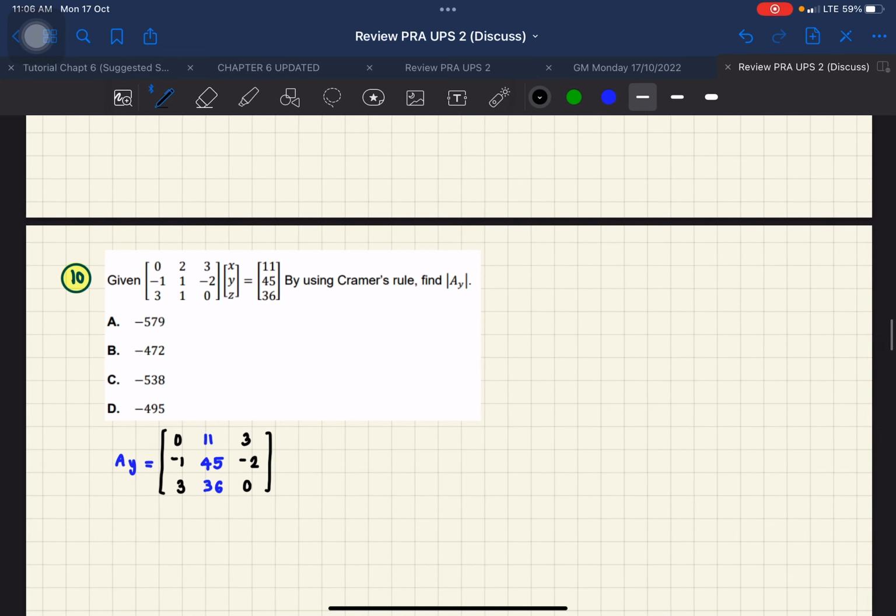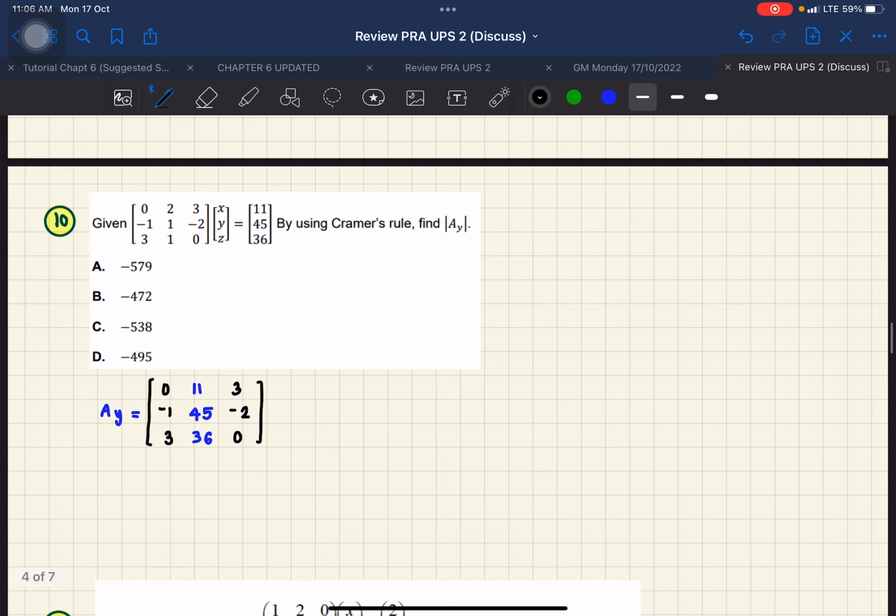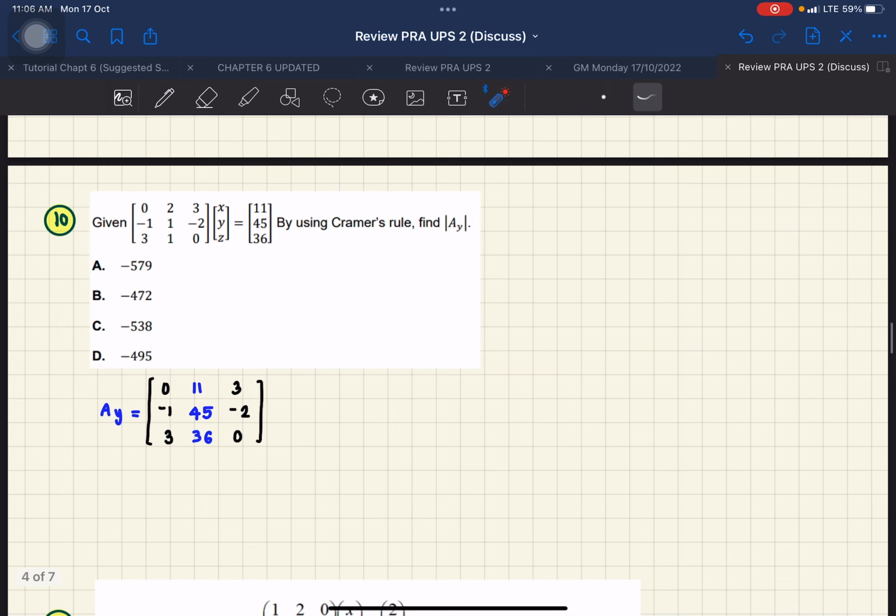Okay, let's move on to number 10. So number 10, dia bagi kita a matrix, AX equals to B. Okay, and then dia cakap dekat sini by using Cramer's rule, find determinant AY. So apa maksud AY dekat sini is you substitute this column matrix, sorry, this value that you have into Y punya column. Ni Y, okay. So this is X, this is Y, this is Z. So bila dia kata dia nak Y, so awak masukkan yang ni ke dalam Y. That's why dapat yang ini.